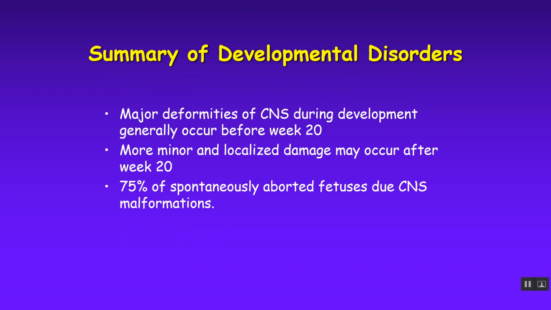Summary of developmental disorders: the majority of CNS damage during development generally occurs before week 20. That's maybe a good one to remember. More minor and localized damage may occur after week 20. This is an interesting stat: 75% of spontaneously aborted fetuses, miscarriages, are due to CNS malformations.